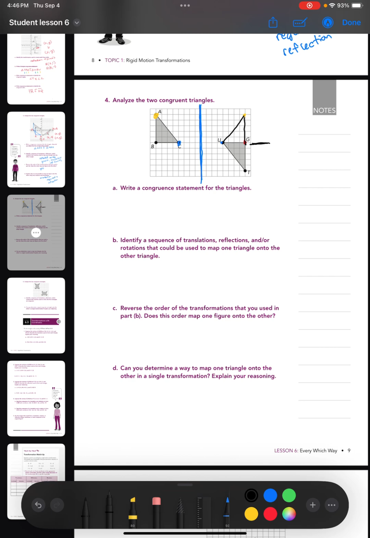So they are congruent. If we want to write a congruency statement, we could say triangle ABC is congruent to triangle TGU. My triangle shifted a little bit on me. Let me redraw that because that's going to make it confusing.